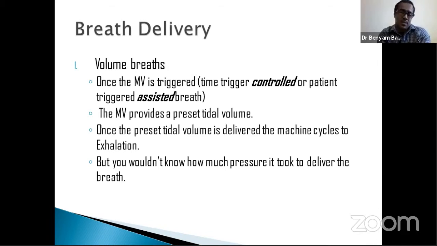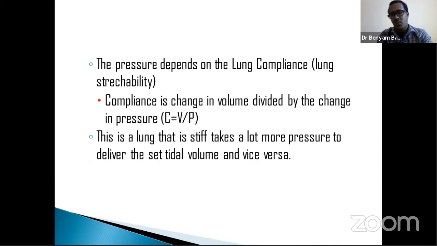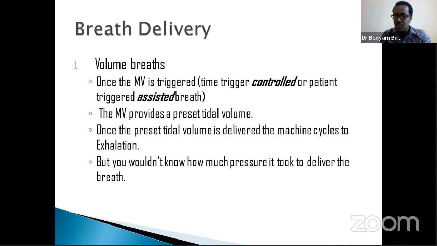The drawback in this is when you deliver a volume breath, you don't know how much pressure it took to deliver that breath. And the pressure depends on the lung compliance. You have probably heard compliance in a lot of books regarding mechanical ventilation or lung physiology. Lung compliance implies the ability of the lung to stretch, or how much volume a lung could receive by applying a pressure. In the formula, it's change in volume divided by change in pressure. If the lung is stiff and fluid filled, then you will need a lot more pressure to deliver a set tidal volume. And vice versa, if the lung is compliant or not stiff, you will need small pressure to deliver that volume. That's what I mean when I said you won't be able to tell how much pressure it took to deliver the breath.